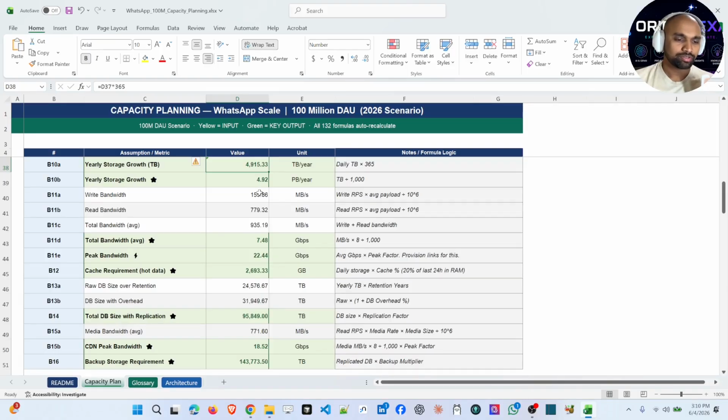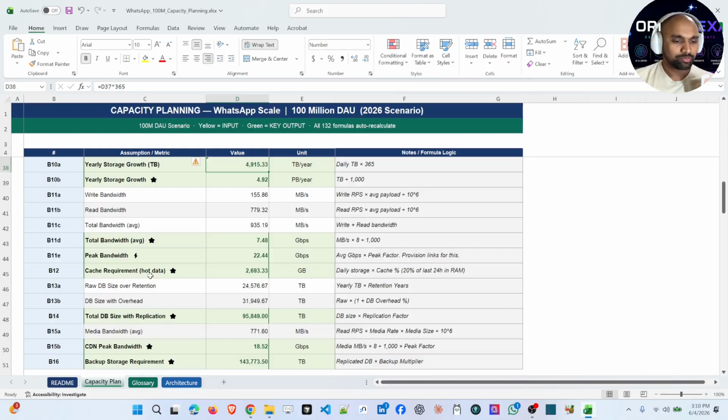Total bandwidth required is the sum of read bandwidth plus write bandwidth, that is around 935. We are considering around 1 Gbps, we can say. Total bandwidth required is 7.48 Gbps, that is Bps times 8 divided by 1000. Peak bandwidth will be 3 times the total bandwidth, around 22.4 Gbps. We calculate that as average Gbps times the peak factor.